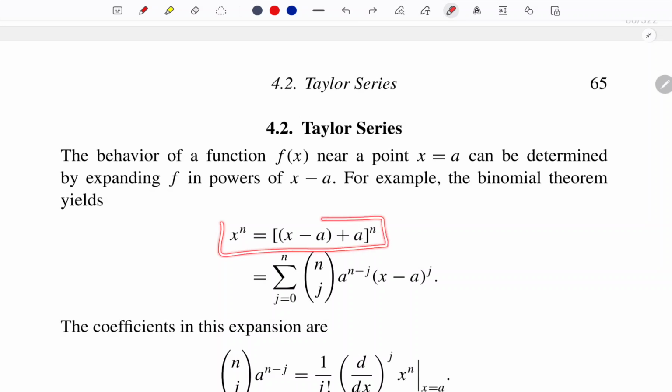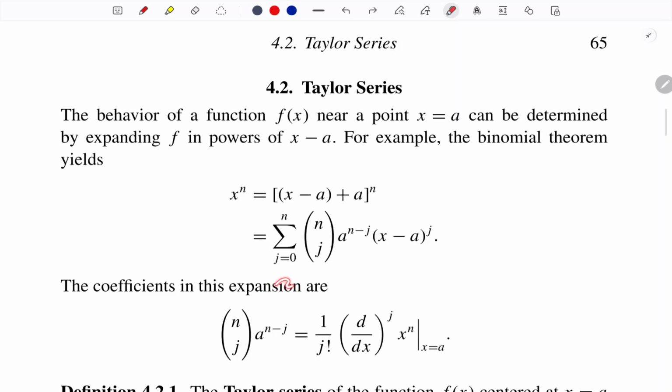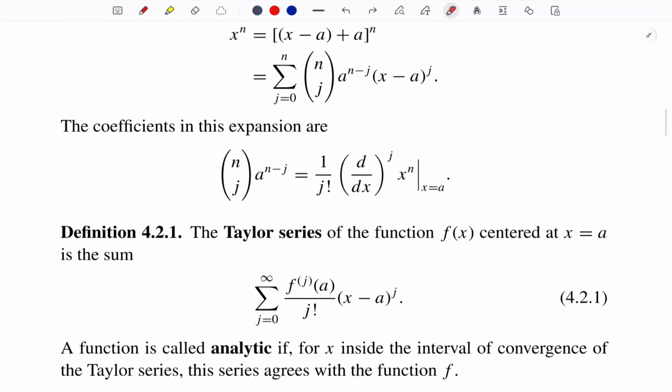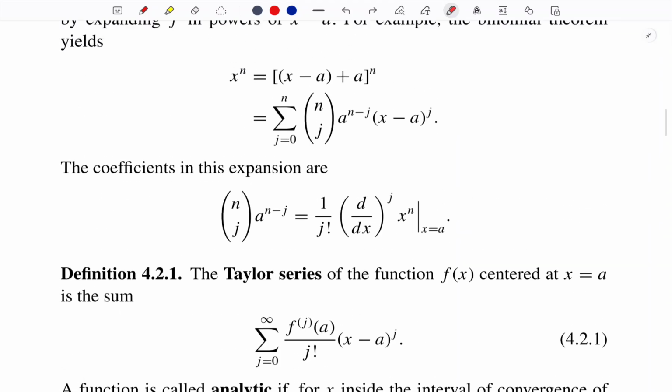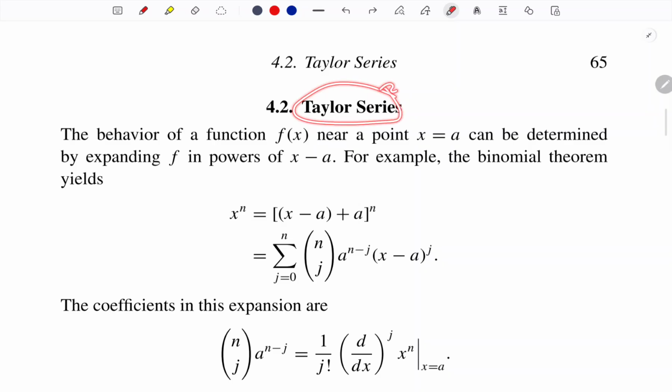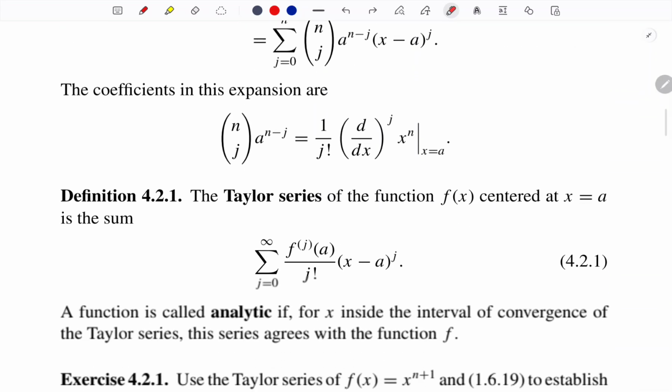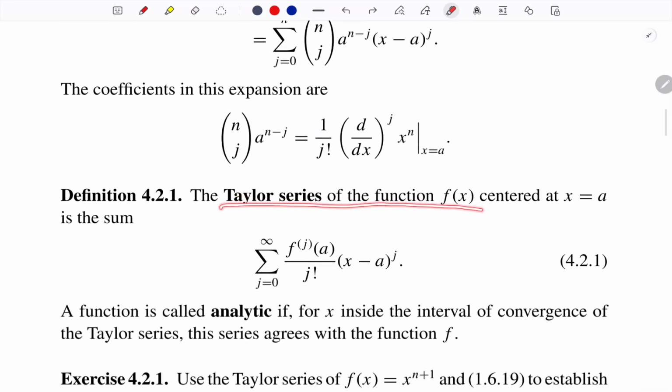It's obvious. I don't know what this is, but it's talking about the binomial theorem, which I studied but never seriously. That's why I'm sorry, guys, I cannot explain these things. But I need to study to understand the basics of Taylor series, right? The Taylor series of a function f of x centered at x equals a is the sum.